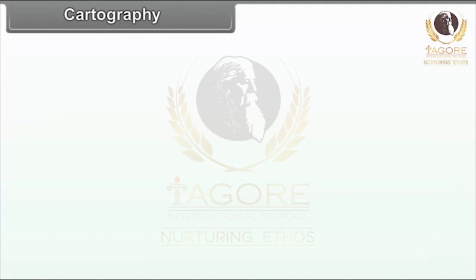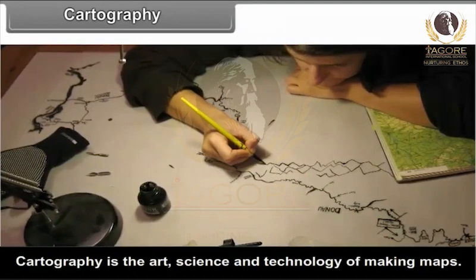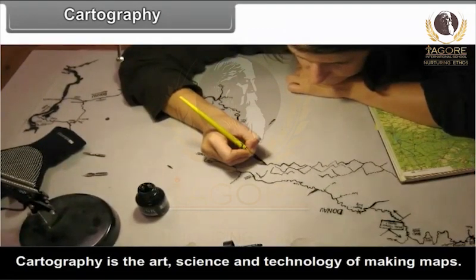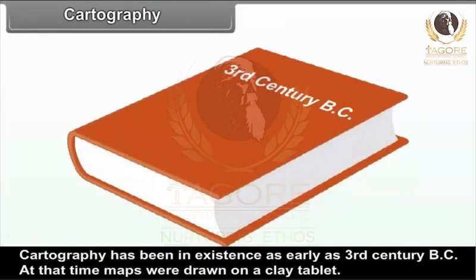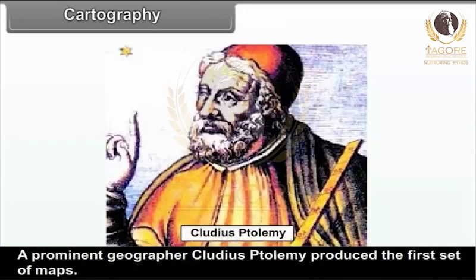(9.1) Cartography. Cartography is the art, science and technology of making maps. Cartography has been in existence as early as the 3rd century BC. At that time, maps were drawn on clay tablets. A prominent geographer, Claudius Ptolemy, produced the first set of maps.